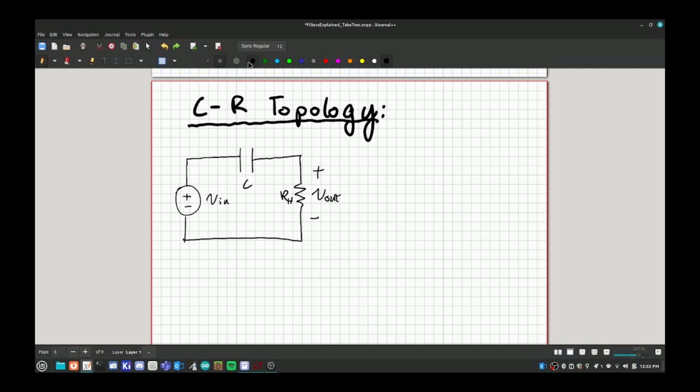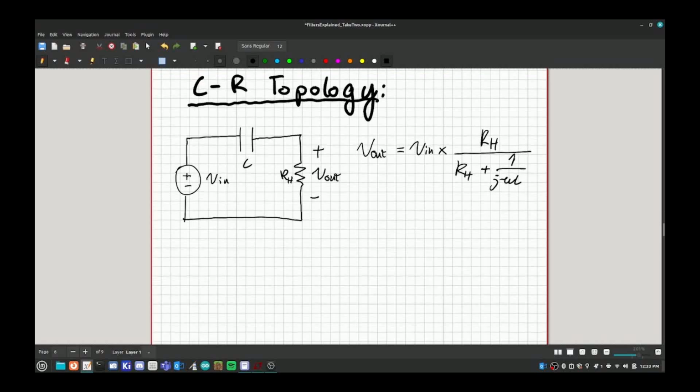So just keep in mind which component in the circuit that is. Alright, for our transfer function, we'll start with the voltage divider equation. Vout equals Vin times the impedance of the component we want the voltage across, so that's RH in this case, over the total equivalent impedance, so RH plus 1 over j omega C. The next step is to get it in the form of Vout over Vin. That's pretty simple. It's just RH over RH plus 1 over j omega C.